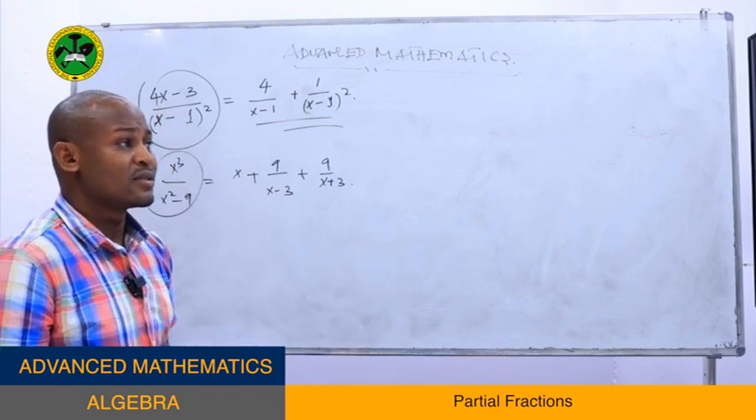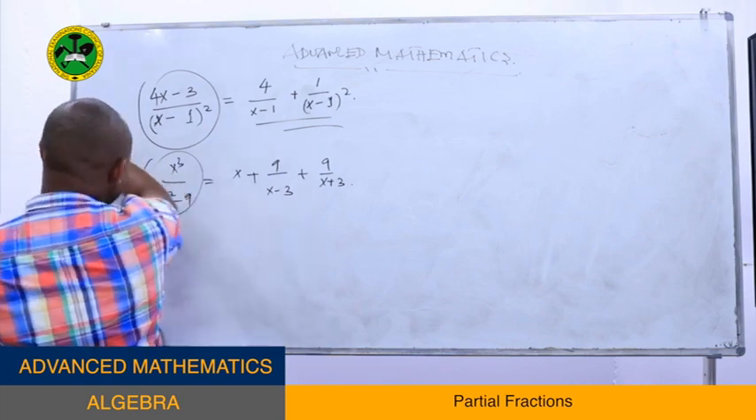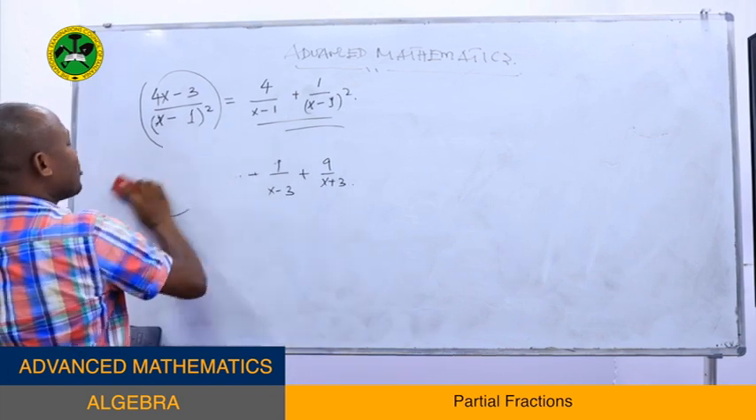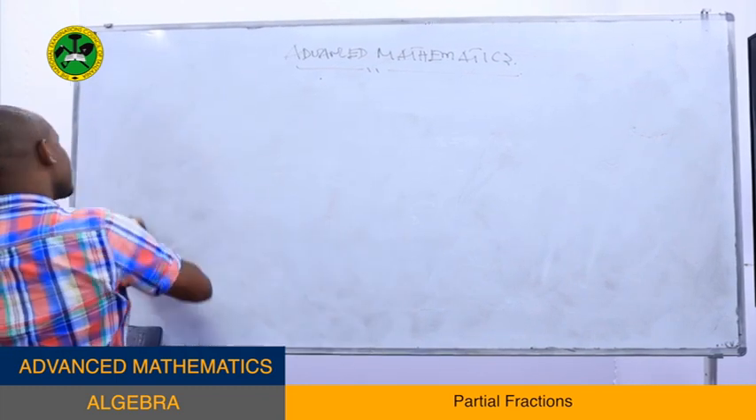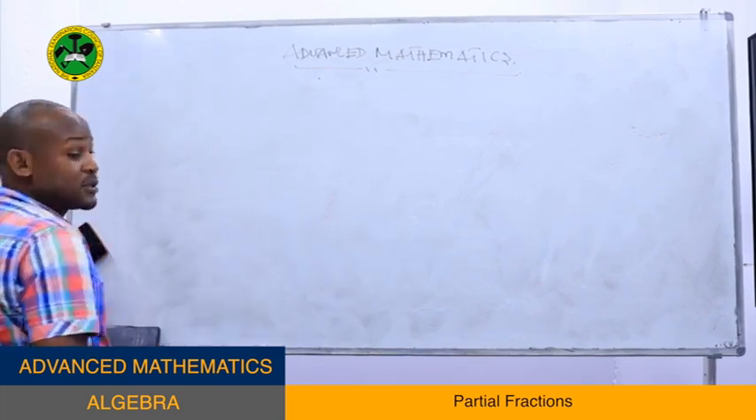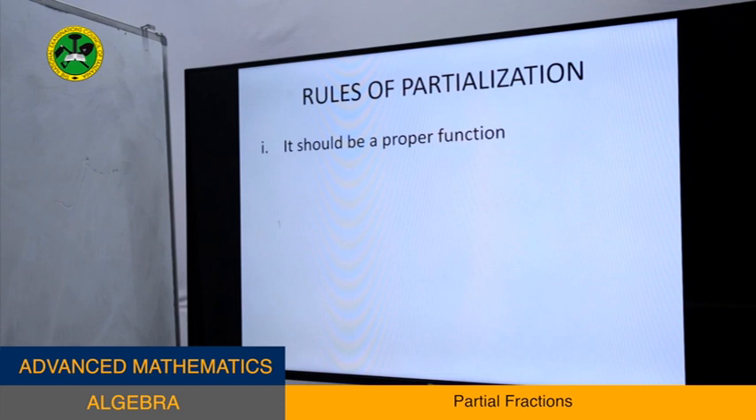Now, let's check the rules on how we decompose a function into its simple parts. Let's check the rules. And what are those rules? To start with the first one: in order for us to partialize, first of all, the function must be a proper function. What do we mean by proper function? We shall see it as we go on.